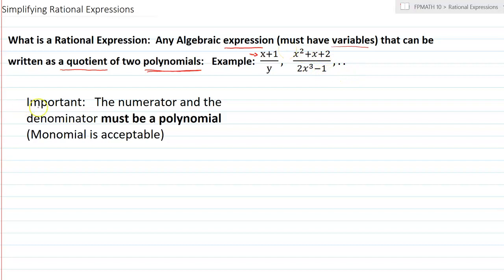Now I put an important note here for you to make sure that the only way a rational expression can be defined as a rational expression is that the numerator and the denominator, both of them, must be a polynomial, and of course a monomial is acceptable as well. All right?